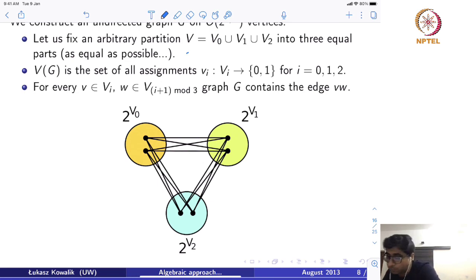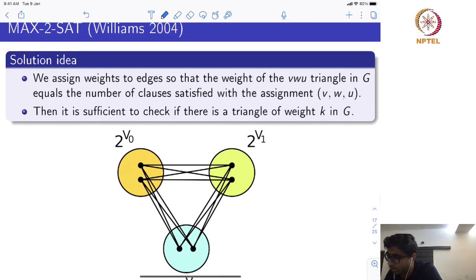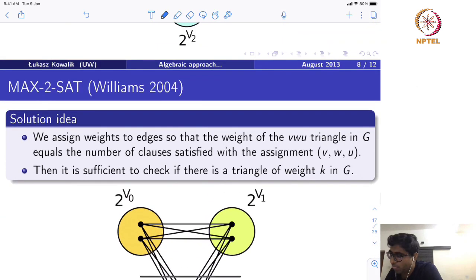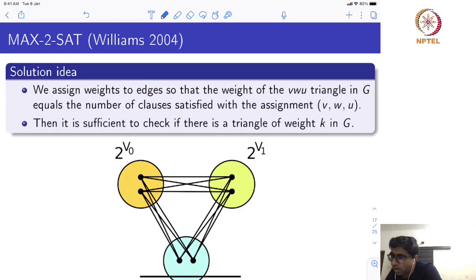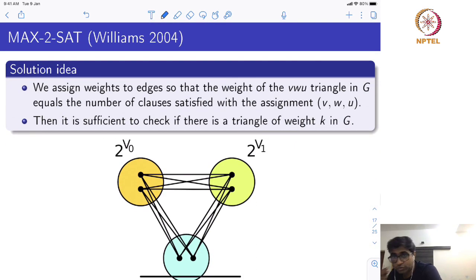Okay. Now, in this graph, we would like to compute a triangle and say, hey, we are great. But to do that, our goal was to check if there is a triangle. So now the idea of the solution is that we assign weights to edges so that the weight of the triangle in G equals the number of clauses satisfied by the assignment. What I mean by this?